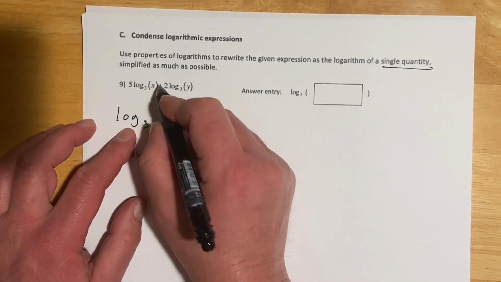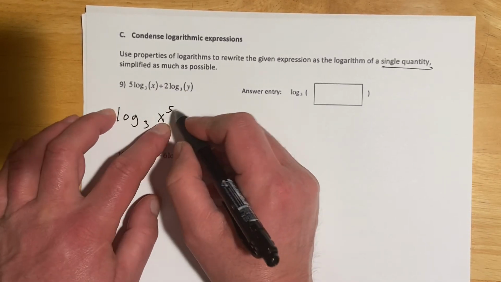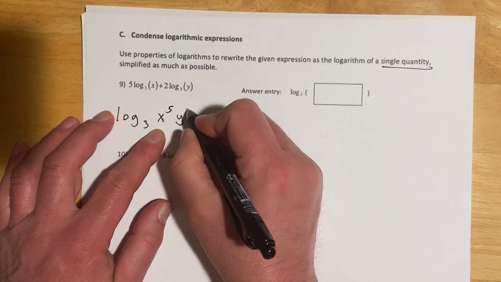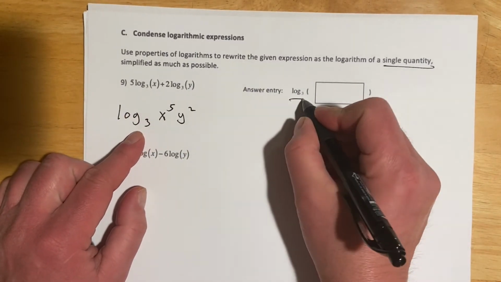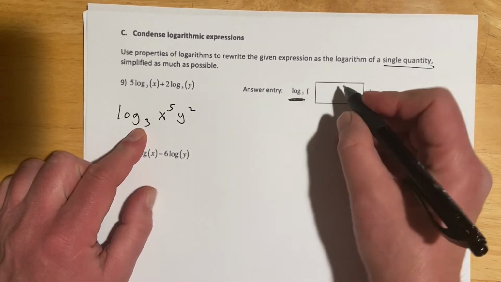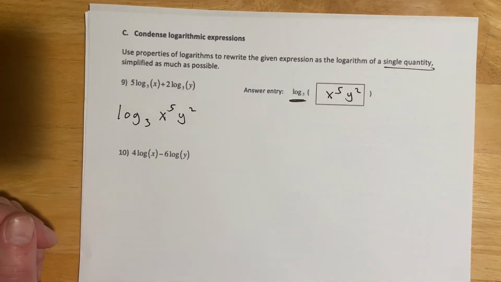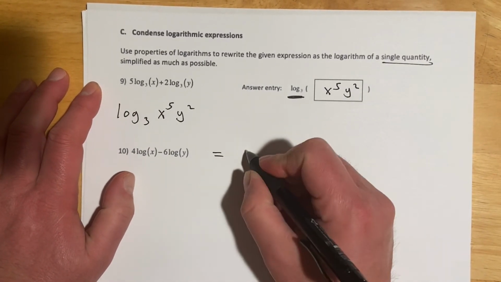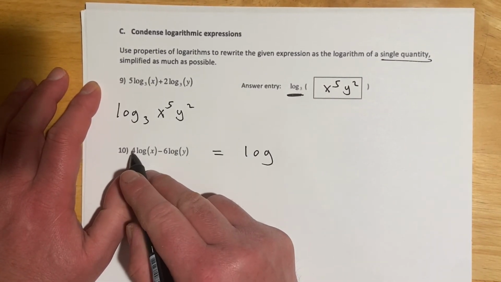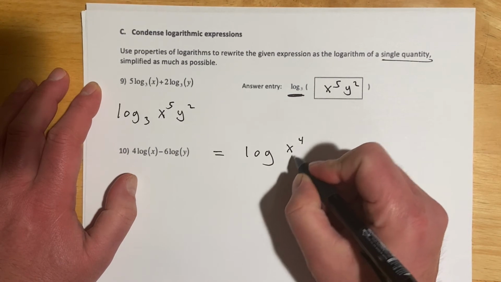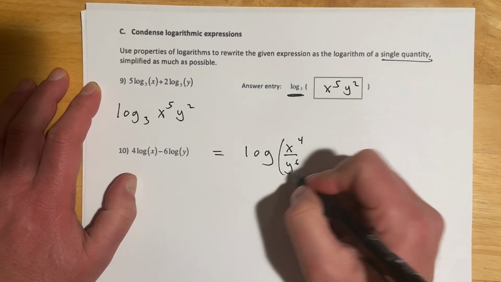So I'll start there. And then this is going to be x to the 5th, because I have 5, it's positive, it's in the numerator. That's positive, so y squared, also in the numerator. And for the computer, I'll just point out that the log base 3 is in front of the box. So for these ones, what you're typing is just the argument of the log. This one, again, I'll write down my single log. This one's base 10, so I don't need anything there. I have a positive 4, so that x is up in the numerator with x to the 4th. Negative 6, so the y is in the denominator.